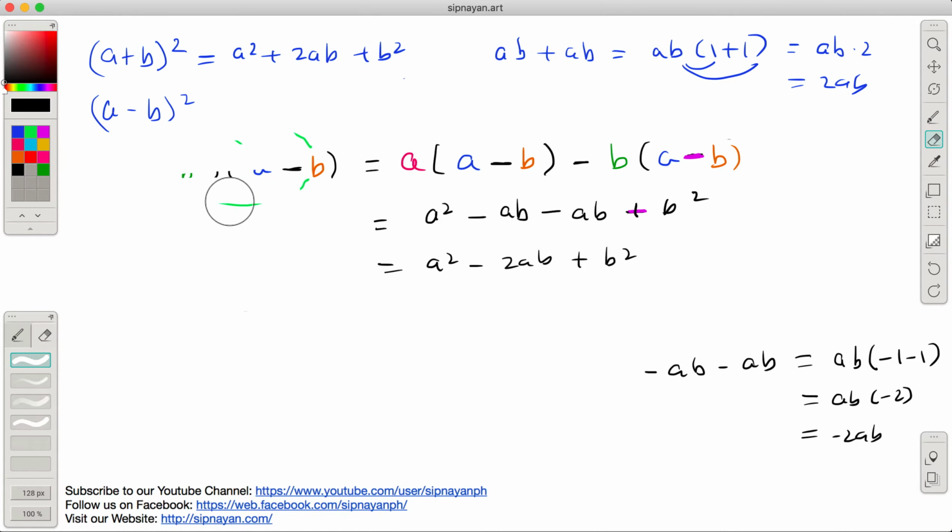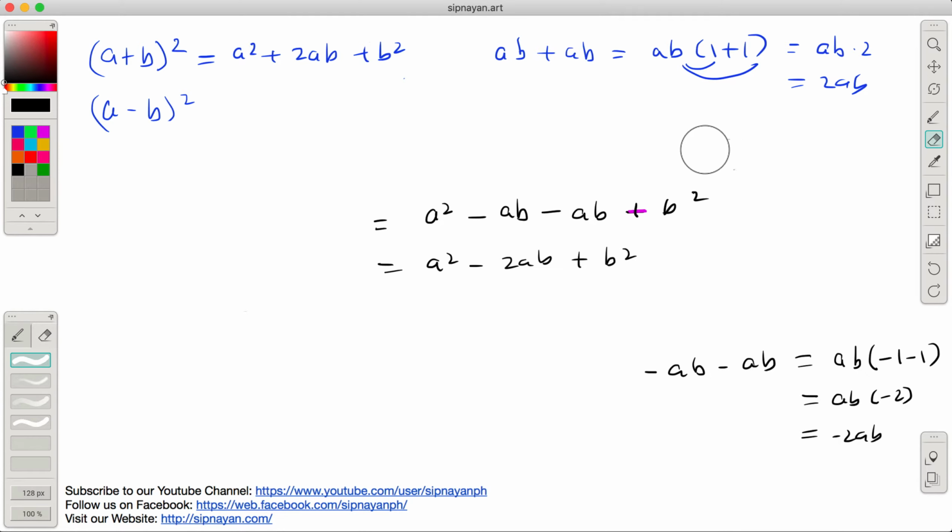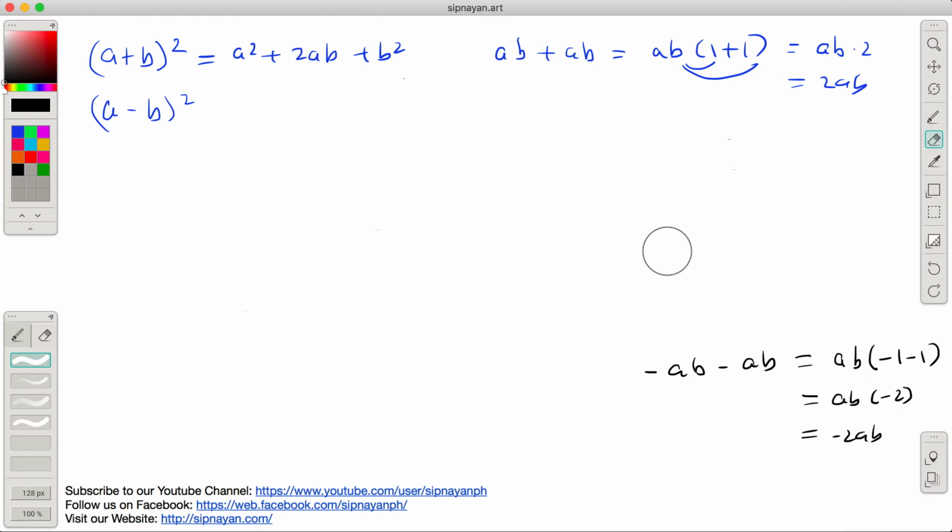Bigyan ko kayo ng technique o method. So, A squared minus 2AB plus B squared. Yan yung sagot natin kanina, no? So, saan tayo nagkakamali usually?